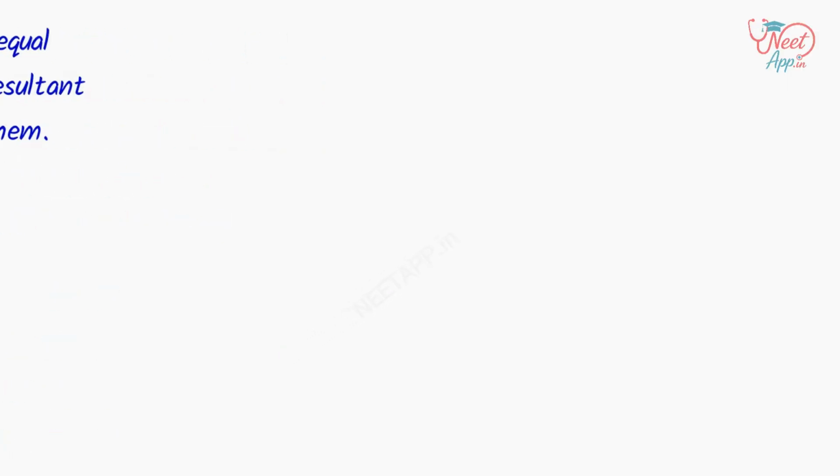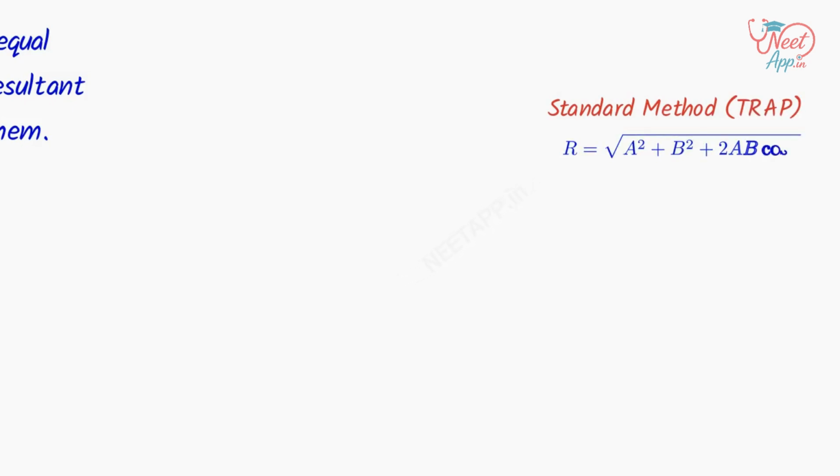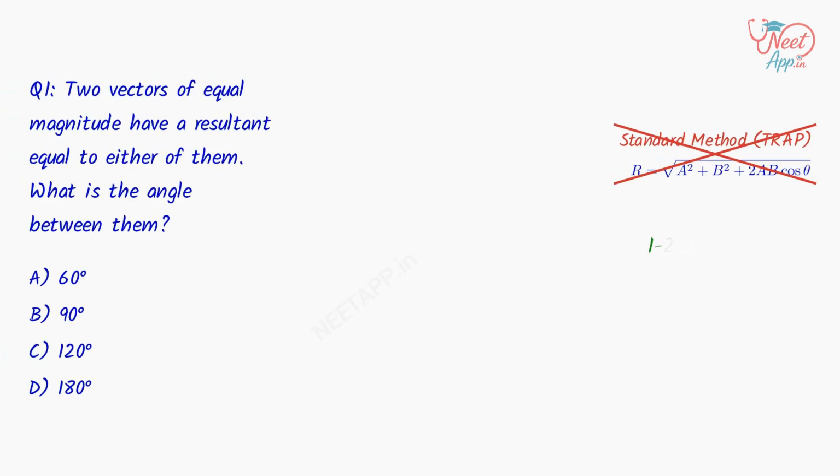The standard textbook method is a huge time sink. You are taught to write out the full cosine formula. R equals the square root of a squared plus b squared plus 2ab cosine theta. Then you substitute the variables, square both sides, cancel terms and solve for cosine theta. That easily takes over a minute.